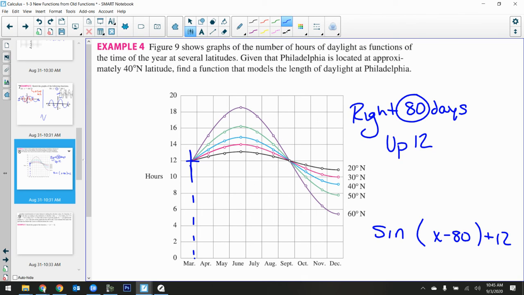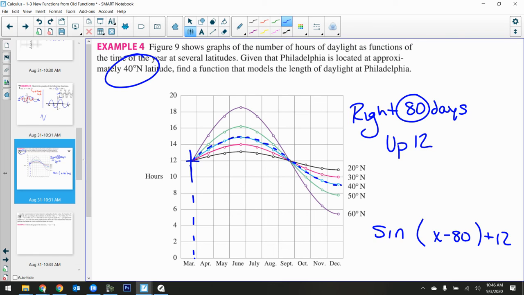How do we know that? Well, it's the 80th day of the year, I guess. That's what the book says. Okay, so let's figure out where Philadelphia is. 40 degrees north latitude. I'm looking at this line in here.